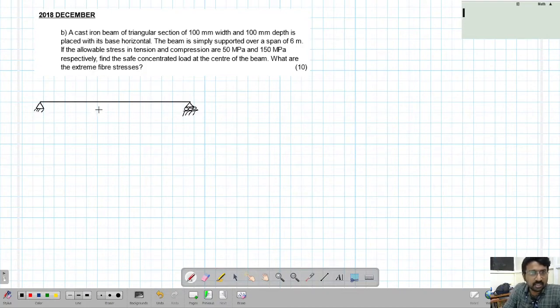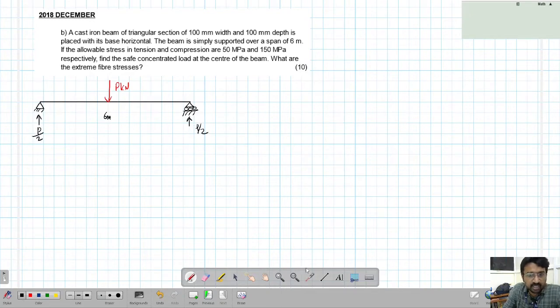So this is a 6 meter beam, and concentrated load at the center of the beam. So there is a concentrated load, I don't know, maybe some P kilonewton at the center. So 3 meters. Now simply supported beam, this means the support reactions here we will know. Because of symmetry, we can say this is P by 2, this is P by 2.